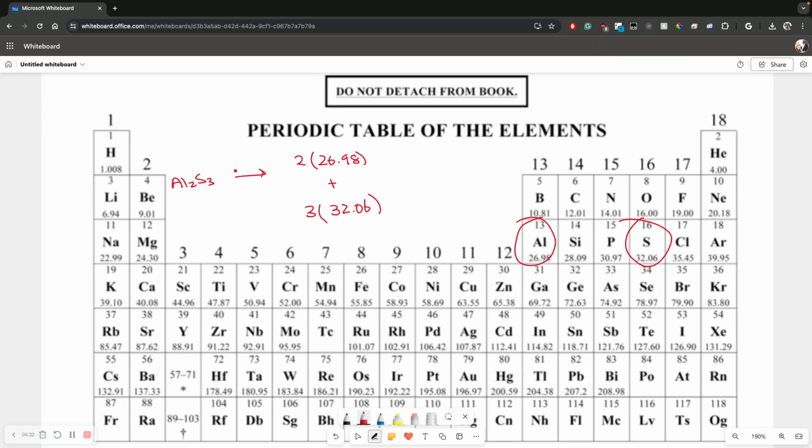So go ahead and grab out your calculator and let's calculate this. 2 times 26.98 will give you 53.96, plus we have 3 times 32.06, which will give you 96.18. And if you add 53.96 to 96.18, this plus this, you're going to get a total number that is 150.14.